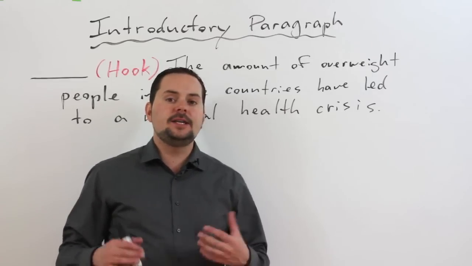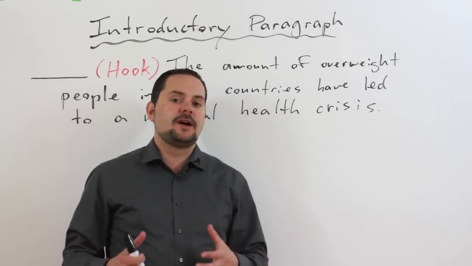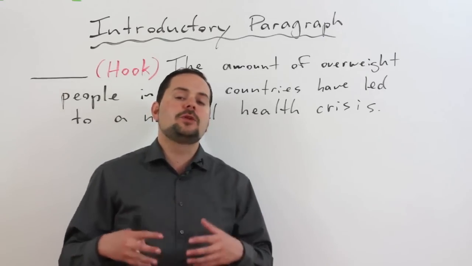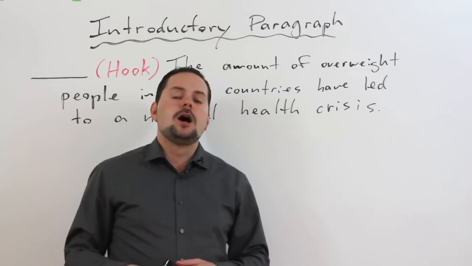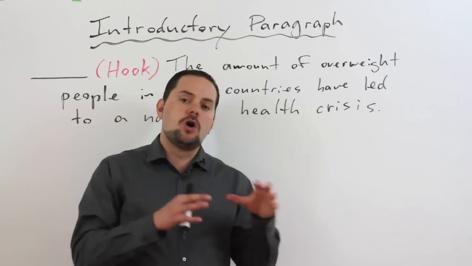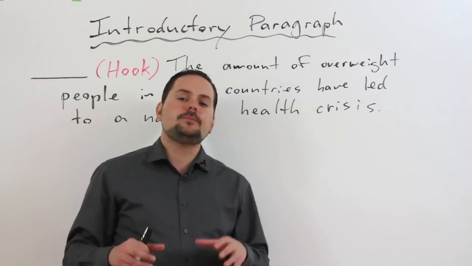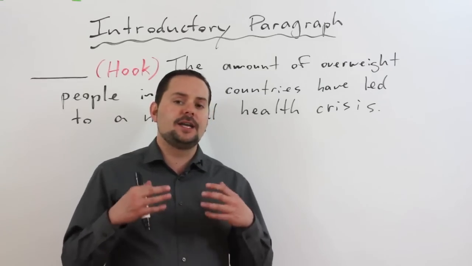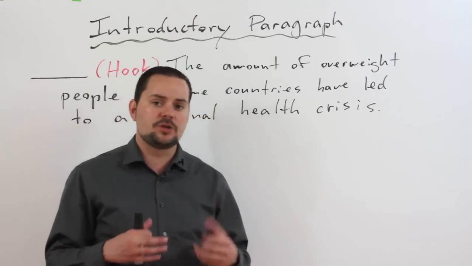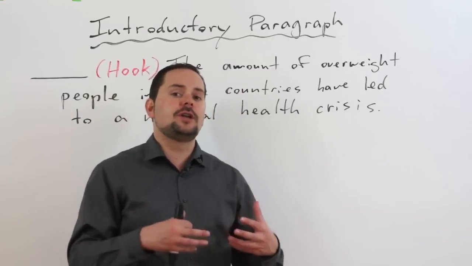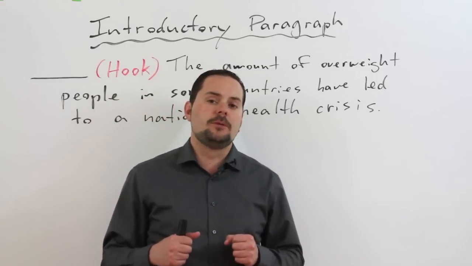Now, the idea here is that you need to provide some kind of context for your reader so that they can connect with what you're about to say. The background can be broken into two smaller pieces. One piece is the definition of the terms or the ideas that you will discuss in the paper. So what is your definition of being overweight? What is your definition of health problem?